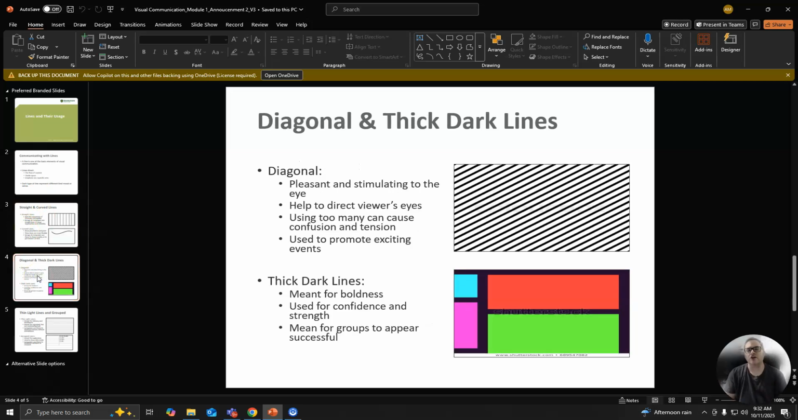Now, diagonal lines are awesome. They're pleasant and stimulating to the eye. They help direct the viewer's lines of movement. But you've got to be careful when using diagonal lines because they can cause tension and confusion if they're really compacted together, much like this image over here to the right that I'm showing right now.